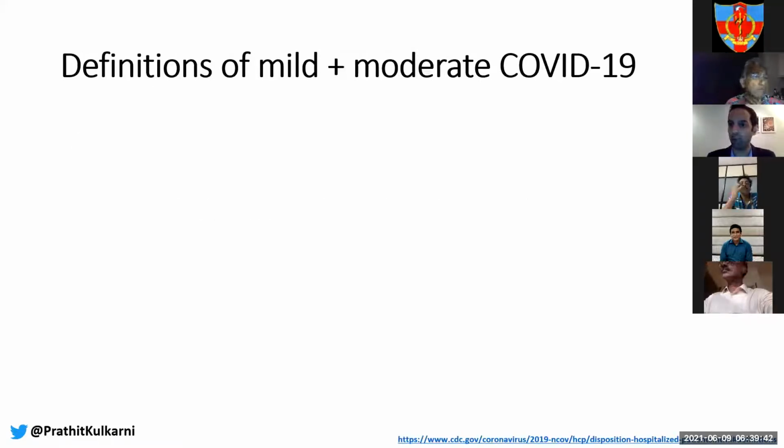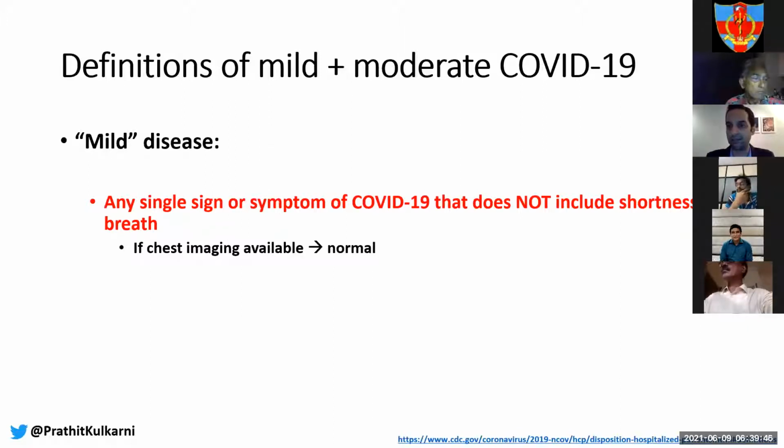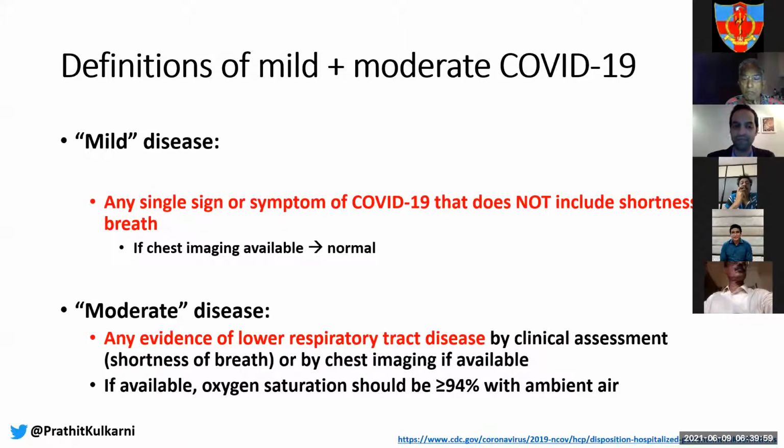In terms of mild and moderate COVID-19, the definition of mild COVID-19 is a patient who has any single sign or symptom of COVID-19 that does not include shortness of breath, and if chest imaging is available, this is normal. Moderate disease is any patient who has any evidence of lower respiratory tract disease, basically pneumonia, either by clinical assessment, meaning the patient may have shortness of breath, or rales or crackles, or by chest imaging, meaning chest x-ray or chest CT if it's available. And if it's been taken, the oxygen saturation should be greater than 94% while the patient is breathing ambient air. So these are the definitions of mild and moderate COVID.